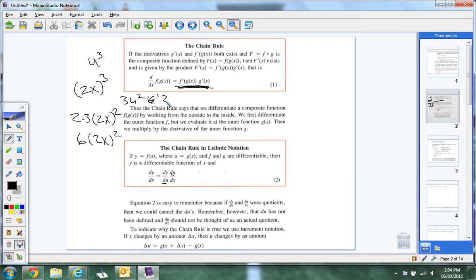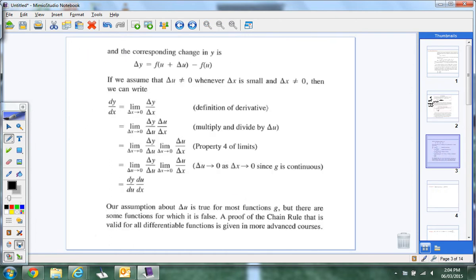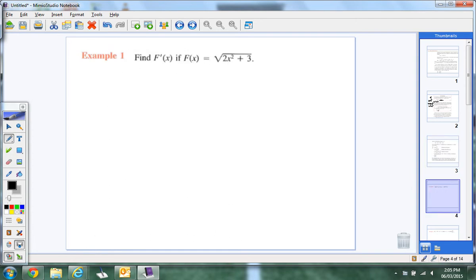All right, so let's get to an example first. You getting lost already? Okay. Let's just go to the example here because I don't want you to look through all this stuff right now. So let's go through this.